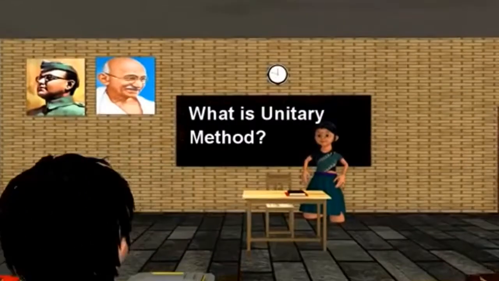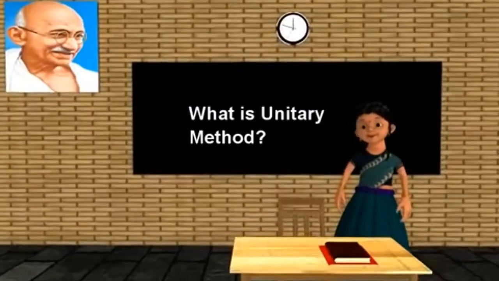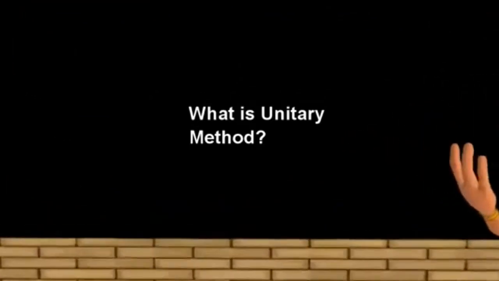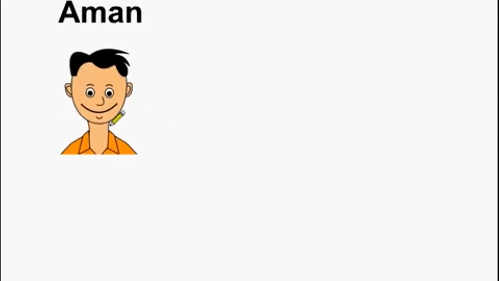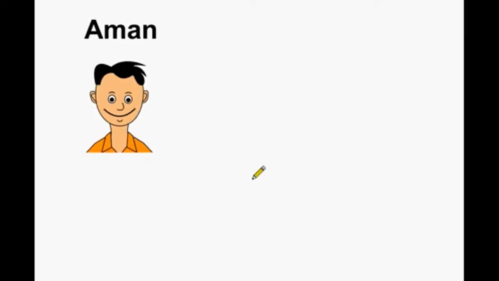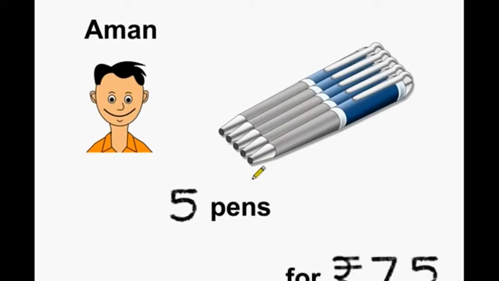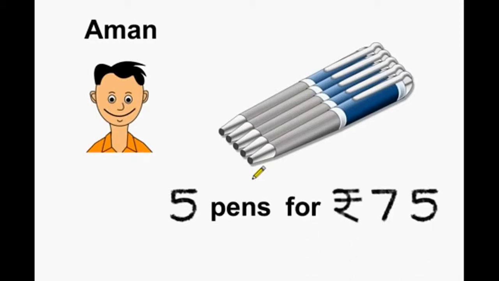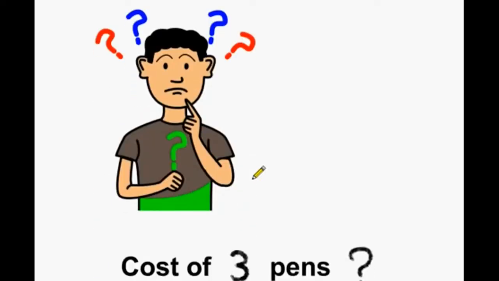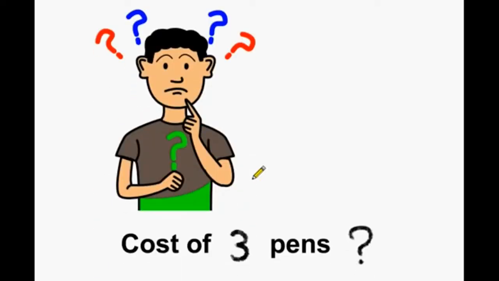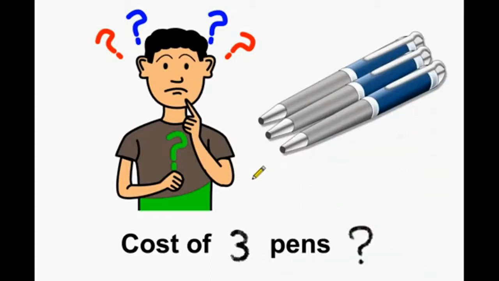What is unitary method? Let's learn this with the help of an example. This is Aman. He went to a stationery shop and bought 5 pens for rupees 75. Now, can you tell what was the cost of 3 pens? It may sound difficult to solve. But students, we can do it.